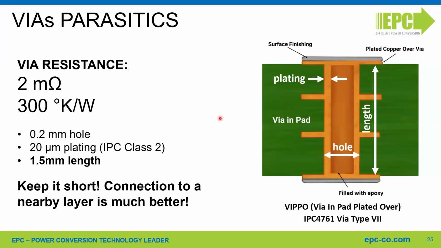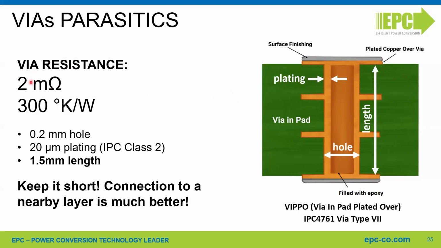Regarding vias, we recommend to use vias in pad plated over, which are IPC 4761 type 7. Those vias are plugged with epoxy. They are plated over with copper, and then you can have the surface finish, which we recommend to be ENIG. This kind of via can be placed below the pads of the components, both the GaN FETs and the passive components and the ICs.